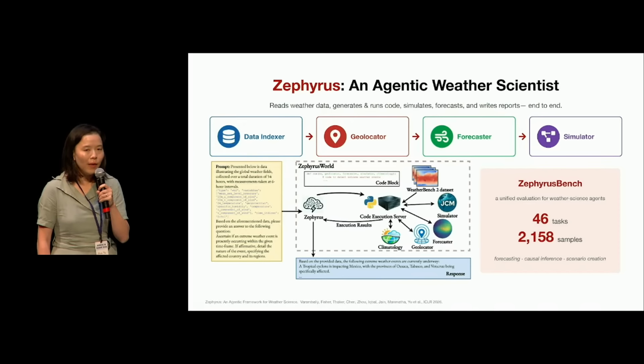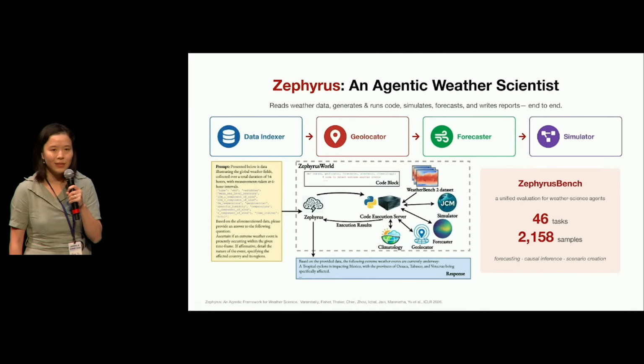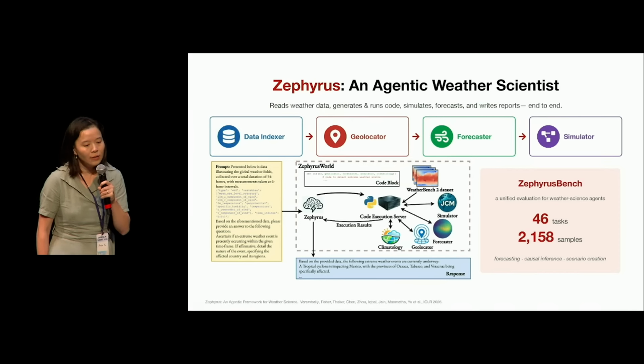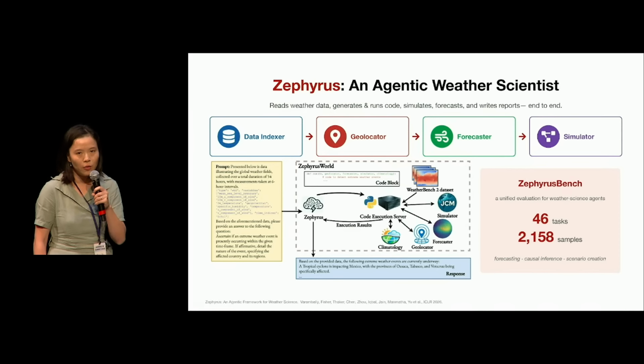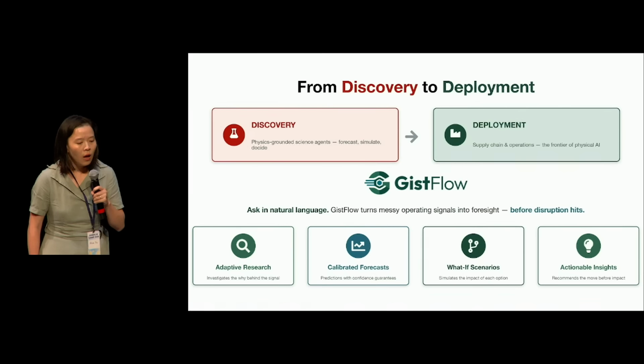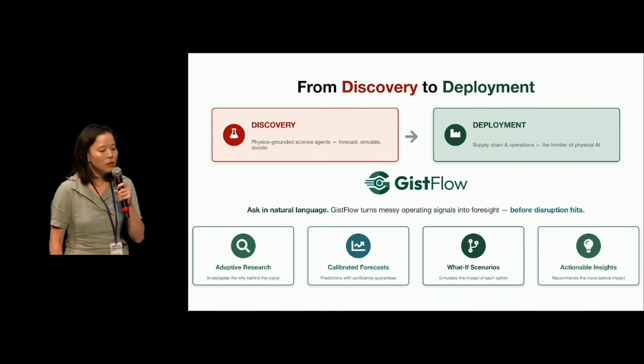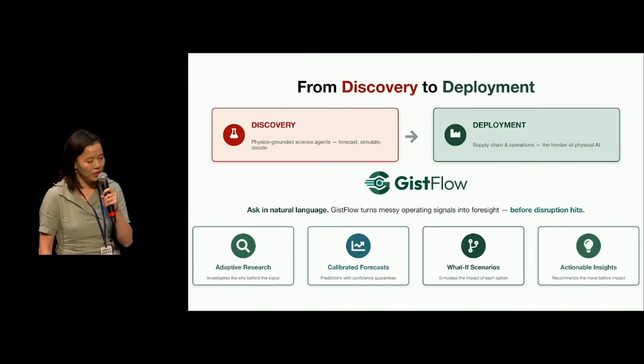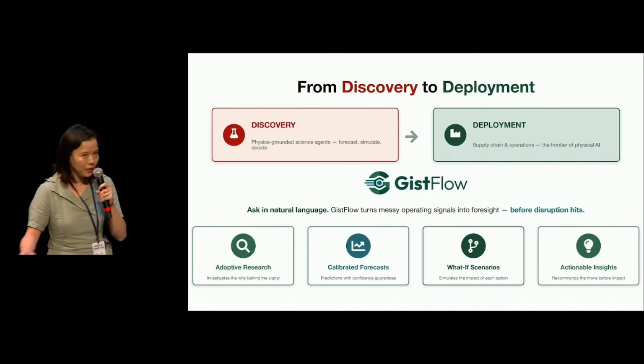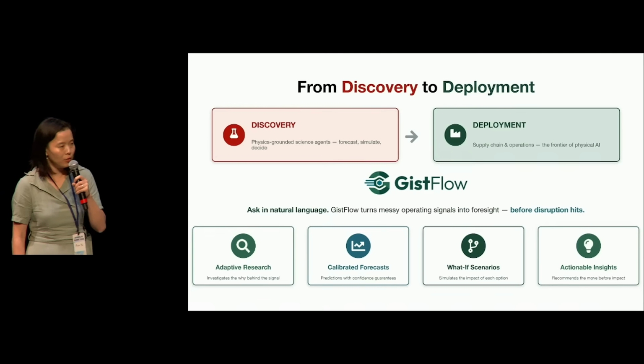This type of analysis will typically take weather scientists a couple of weeks to do. Now using agents, we can do that in a couple of hours. And recently, we've done a lot of research to generate physics-grounded agents for the physical sciences, and we want to take that to the real world.